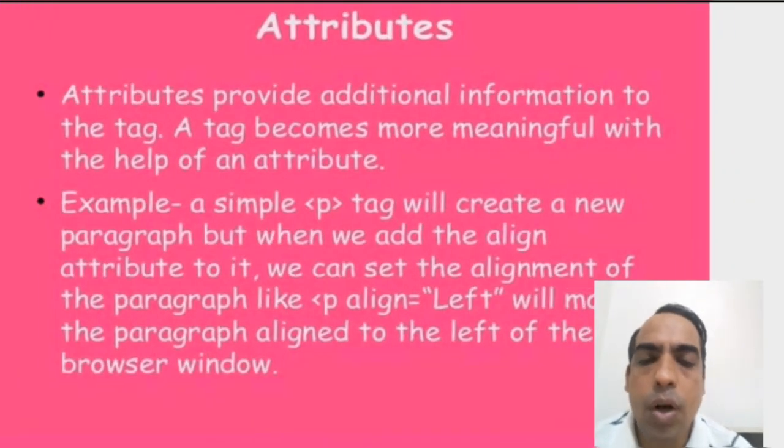What are the attributes of HTML tags? Attributes provide additional information to the tag. A tag becomes more meaningful with the help of attributes. You can see the example of attributes. A simple P tag will create a new paragraph, but when we add the align attribute to it, we can set the alignment of the paragraph. Like in angle bracket P, align equals to left will make the paragraph align to the left of the browser window.